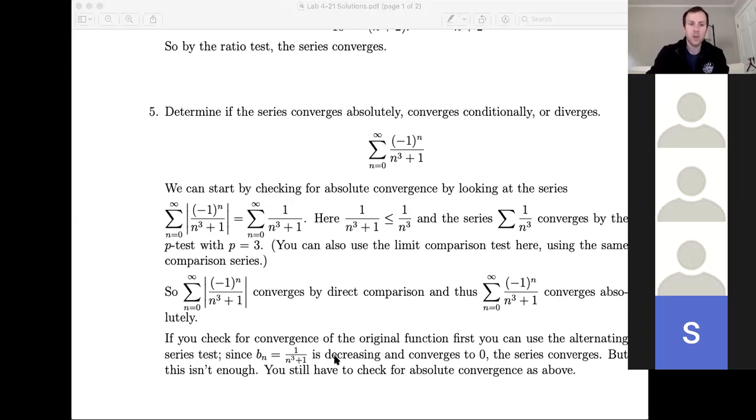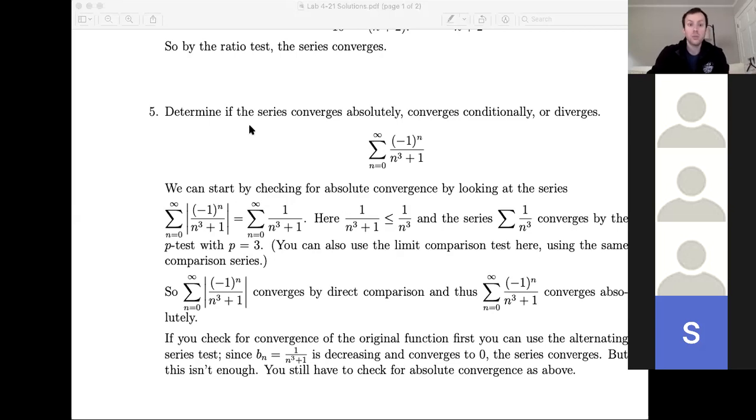If you made the other choice and started with the alternating series test, so you'd look at 1 over n cubed plus 1, that decreases to 0, so it converges by the alternating series test. But then that's not enough. If you check that it converges, you still have to check the absolute value version. And in this case, what you would see is that it also converges if you have absolute values. So your first check wasn't strictly necessary.